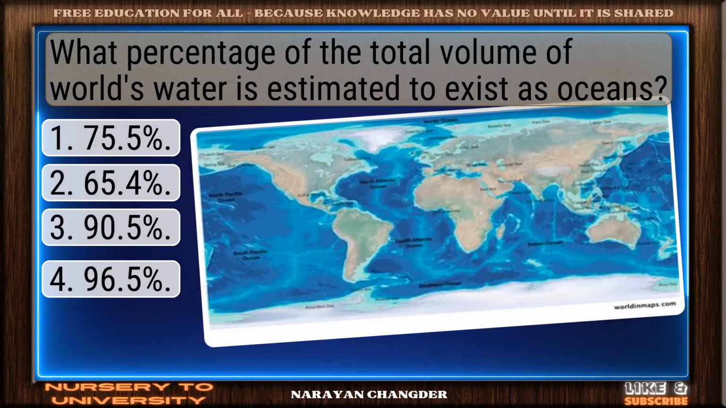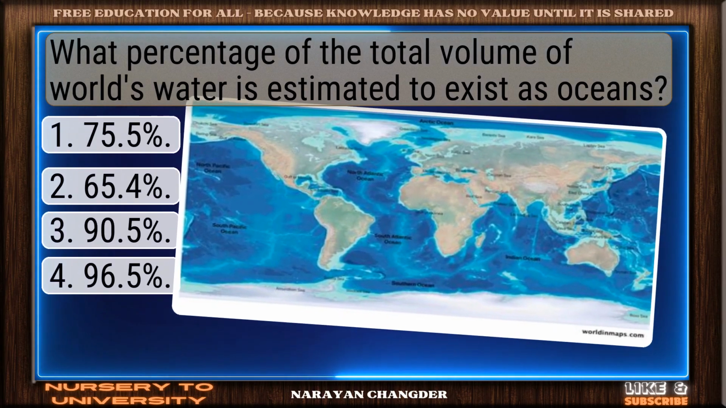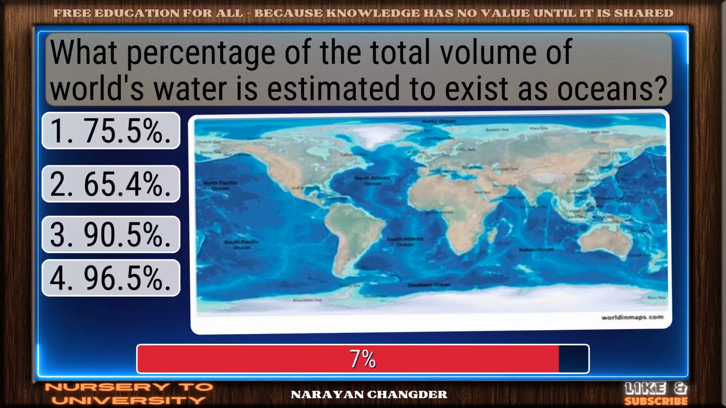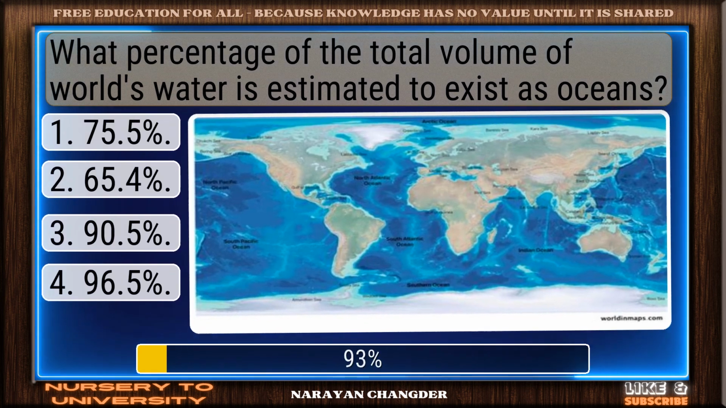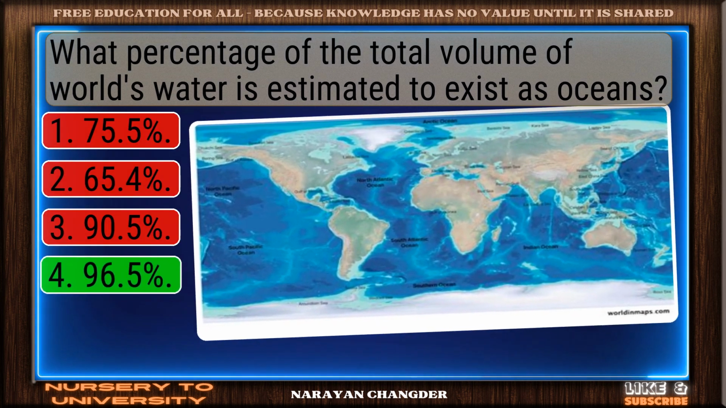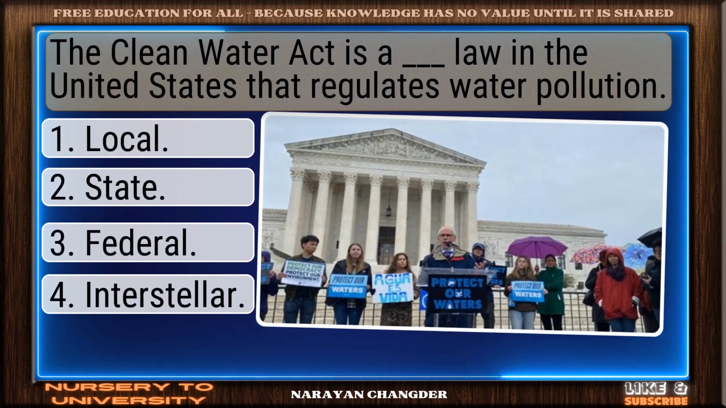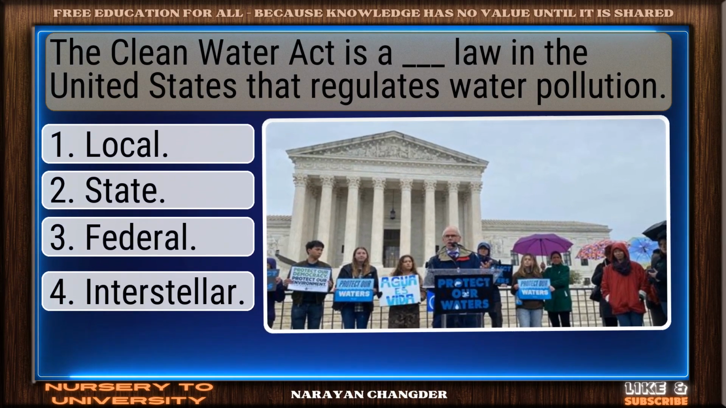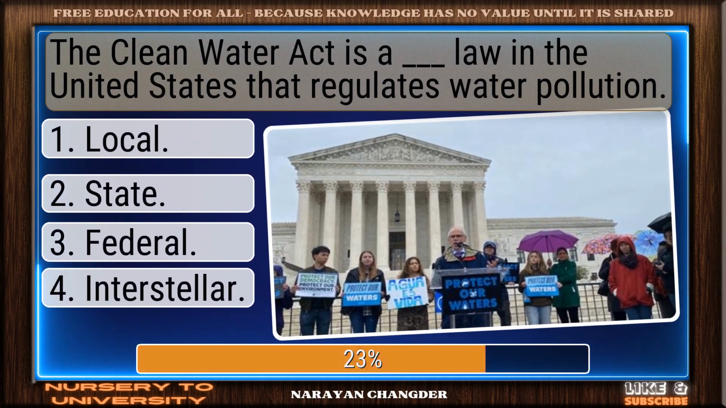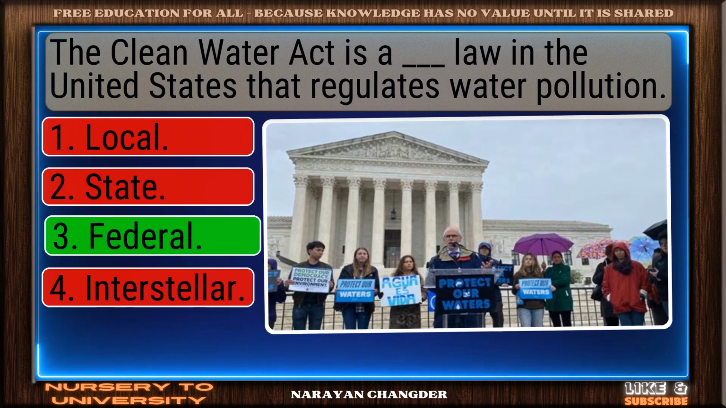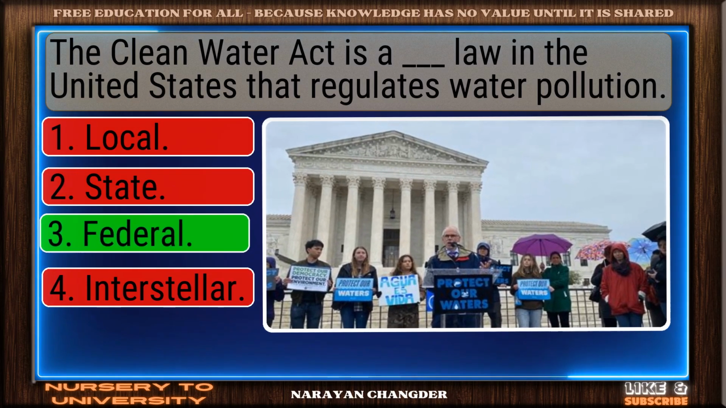What percentage of the total volume of the world's water is estimated to exist as oceans? Smart move. 96.5% is the accurate answer. The Clean Water Act is a dash law in the United States that regulates water pollution. You got it. Federal fits.